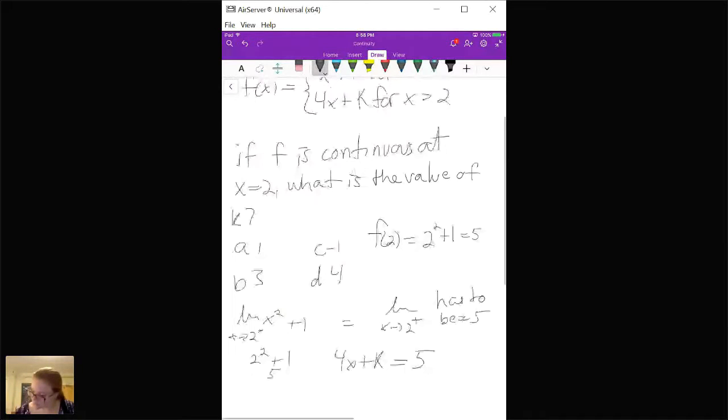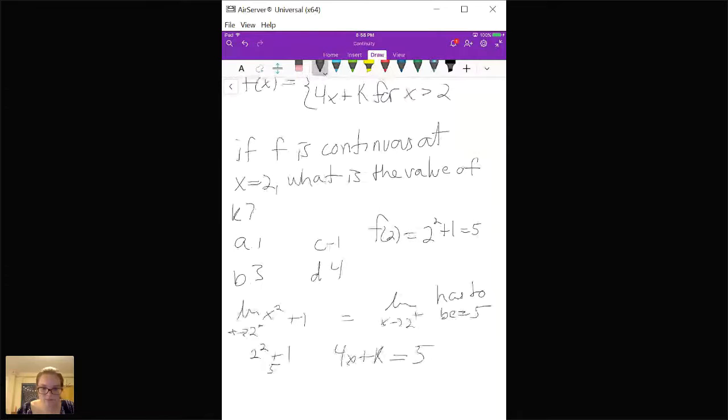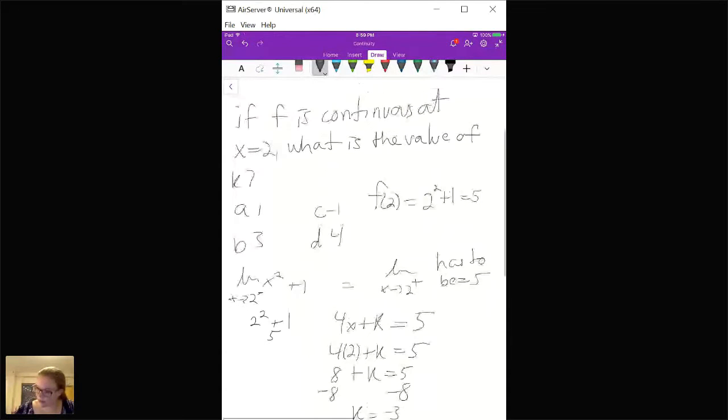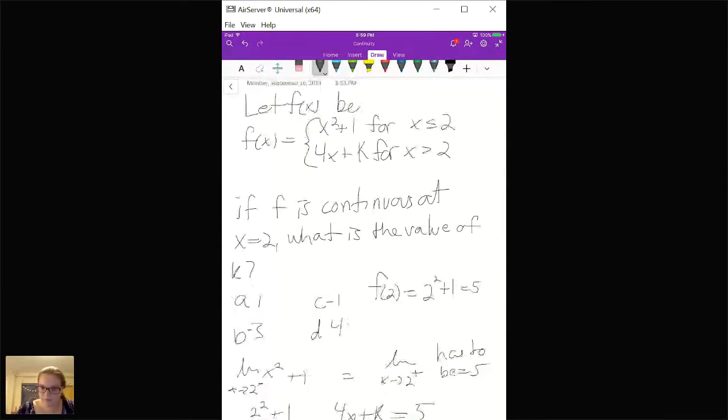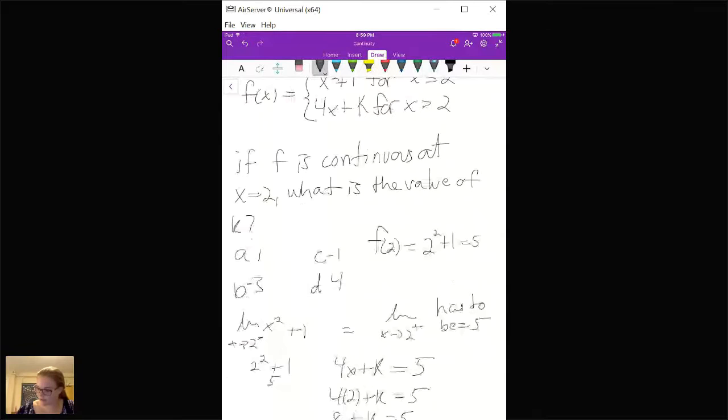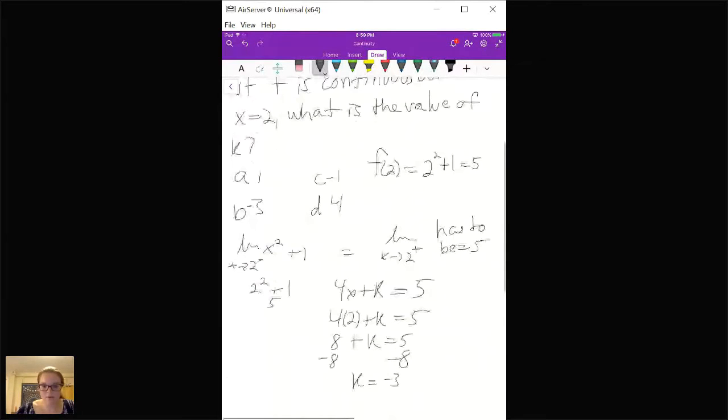Okay. Do we know what x is? 2. Great. 4 times 2 plus k equals 5. So we get 8 plus k equals 5, minus 8. K has to be -3. Wait, -3? Yeah, okay, my bad. One of our options should have had a negative sign in front of it. Yes, Davina, you're right. Option B should have been -3. Okay, awesome. So k has to be -3.